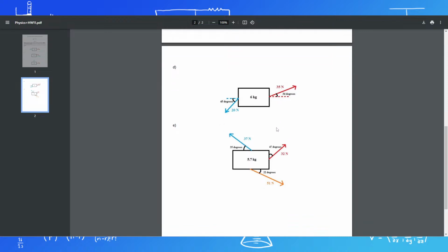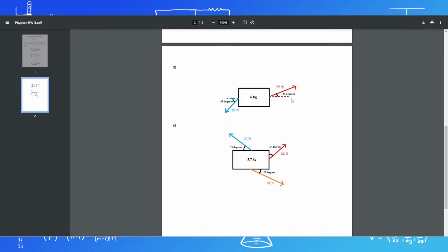Okay, D and E. I'll just do D. With D, you would do 35 cosine of 34 degrees to get the part of the red vector that points to the right. You would do 35 sine of 34 degrees to get the part of it that points up. Then for the blue vector, 20 cosine 45 gives you the leftward component, and 20 newtons times sine of 45 degrees gives you the downward component.